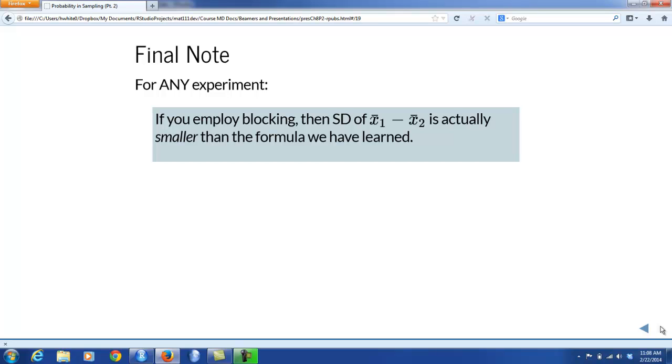So although it's okay at this point in your studies to use the standard formula for the standard deviation of x1 bar minus x2 bar as a guide to your thinking, just keep in mind that in later courses, when you encounter fancier statistical routines that deal specifically with blocking in experiments, the mathematical formulas that underlie the results you see are different and are more accurate.